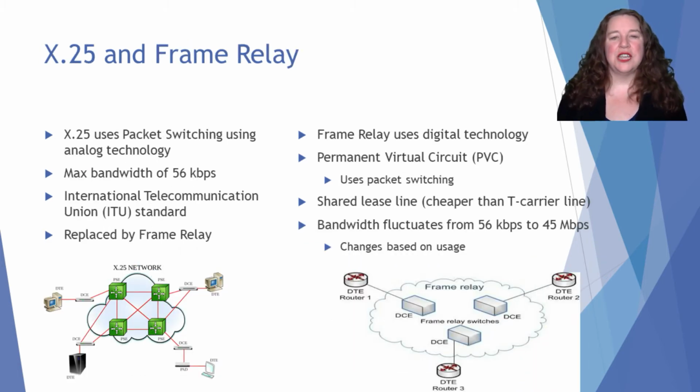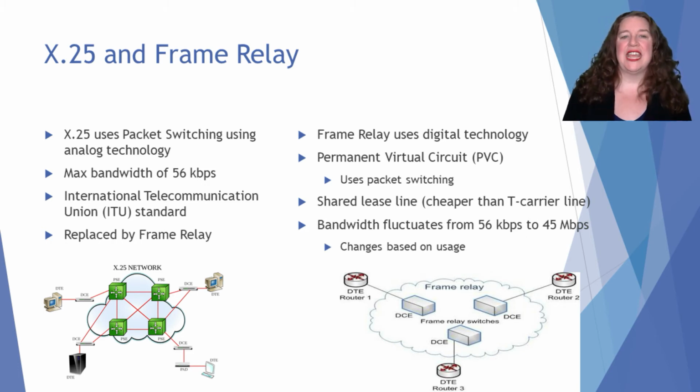Our last two types of connections are X.25, which does packet switching using analog, and frame relay, which does packet switching using digital. Using analog with X.25, you're at that 56 kilobits per second. They just can't get much faster than that with an analog technology. The International Telecommunication Union, or the ITU, is the standard for X.25, and it controls all of the standards for packet switching using analog. Remember, packet switching as opposed to circuit switching: packet switching is where we send out multiple packets and then they all end up wherever they're supposed to go.